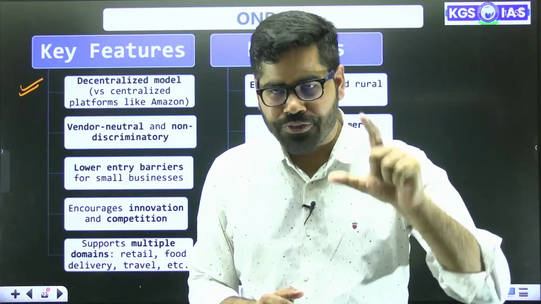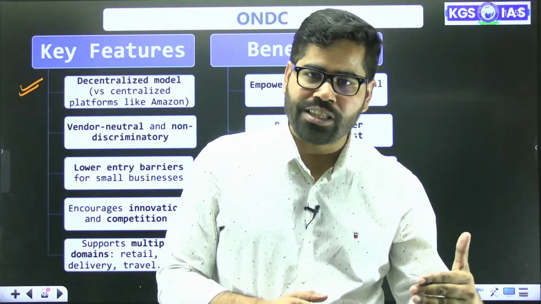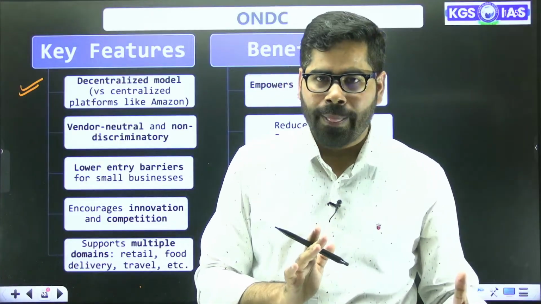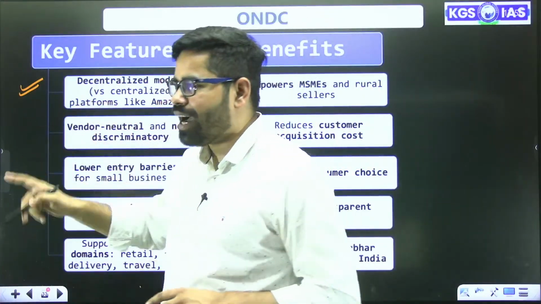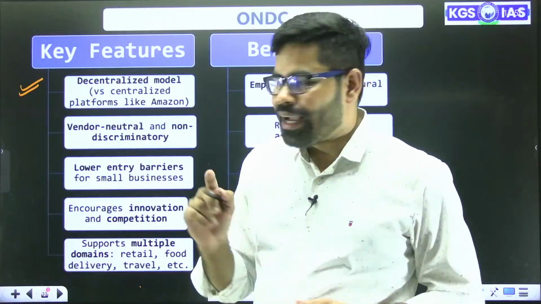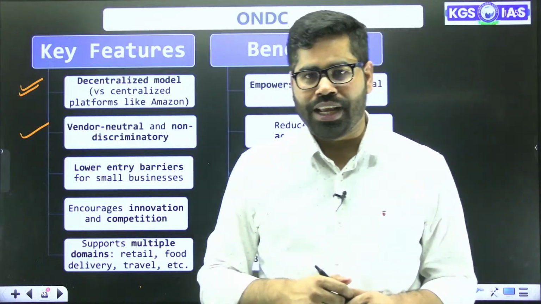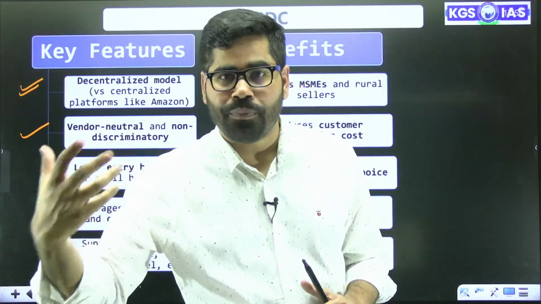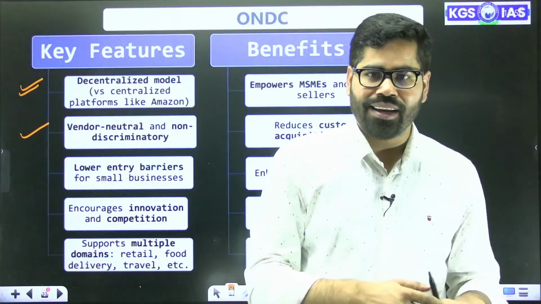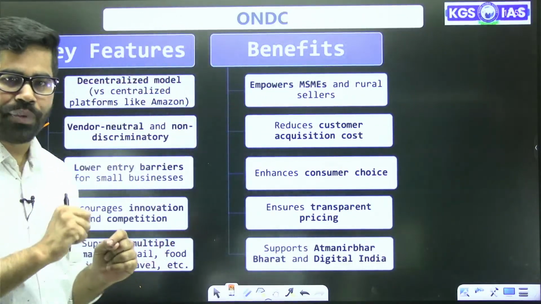If they want to give a discount, they can give it. If they don't want to give a discount, they need not, or they can simply stop it. So the entire decision making is by the individual shopkeepers. Here again we see that it is vendor neutral and non-discriminatory. It is not giving any special preference to any vendor. Each and everyone can come there and sell.